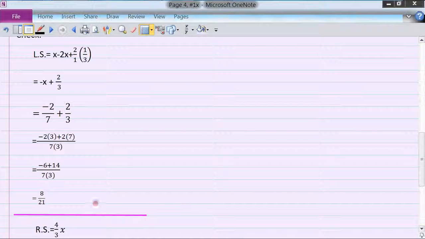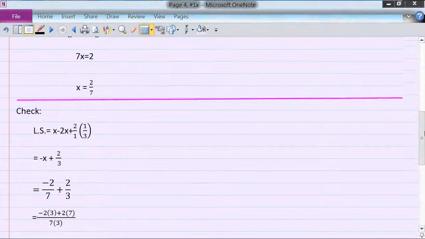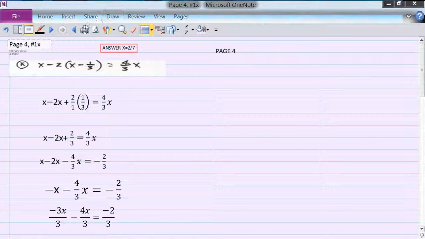and the 7 times 3 is the 21. So same thing if I go to the right side and I get 4/3 x, I replace the x with the 2/7. 4 times 2 is 8. 3 times 7 is 21. I get 8 over 21. I can't reduce that anymore. This is 8 over 21. So the left side equals the right side.